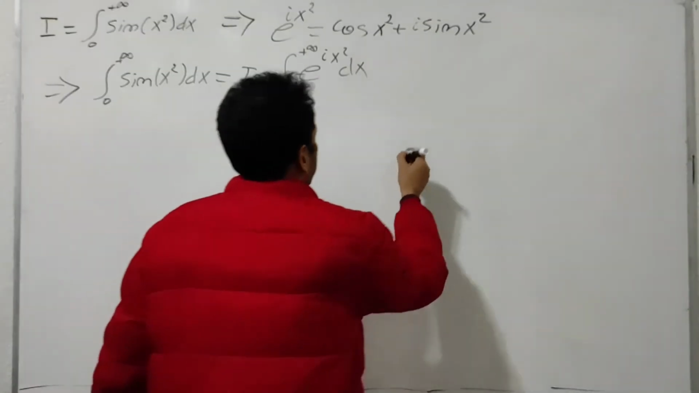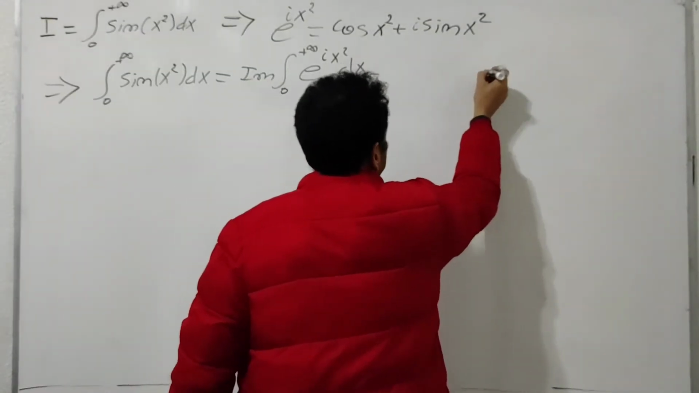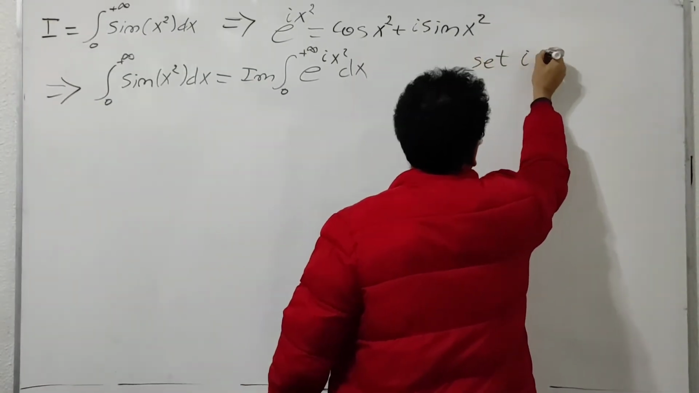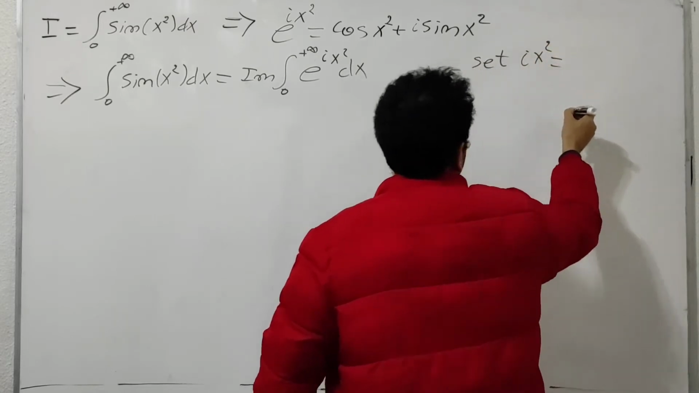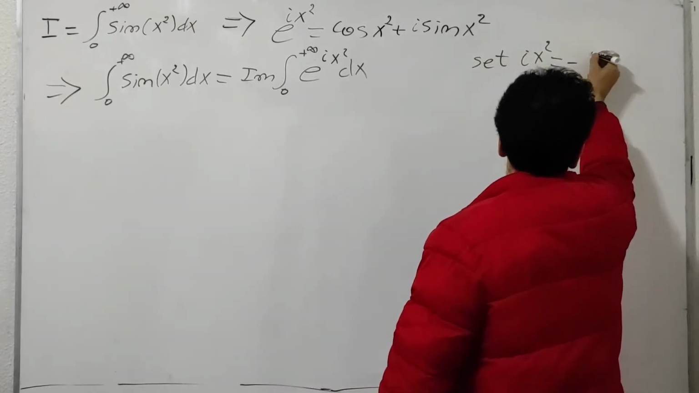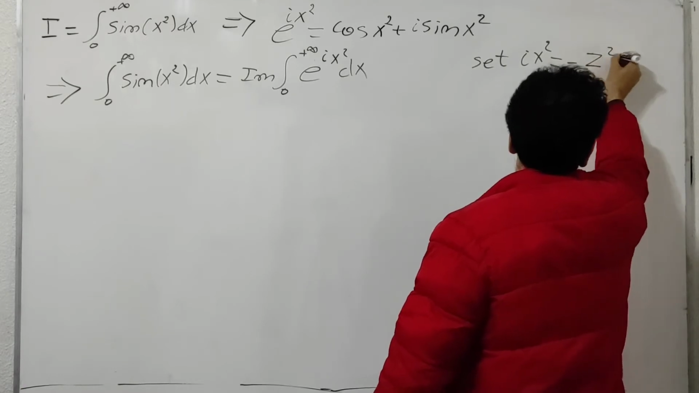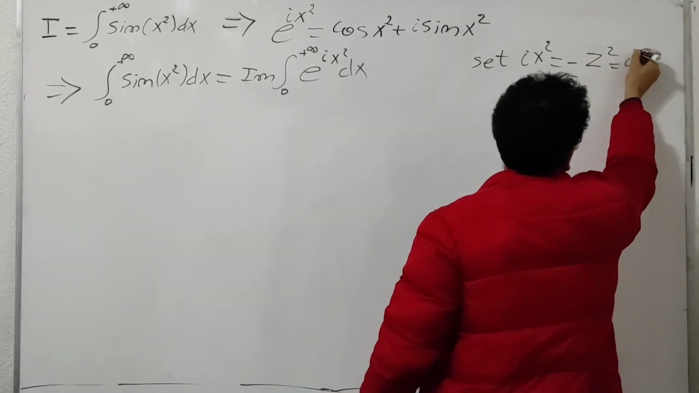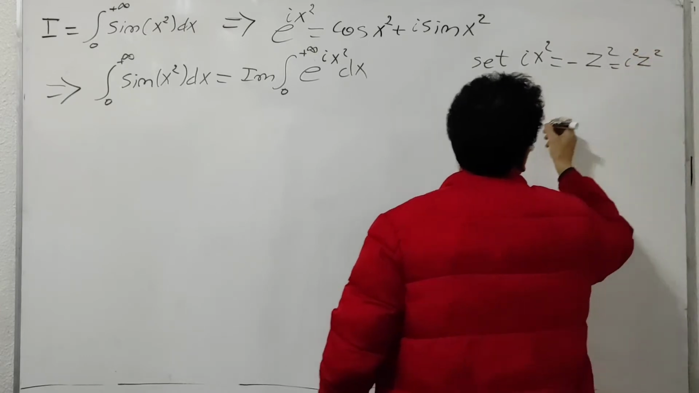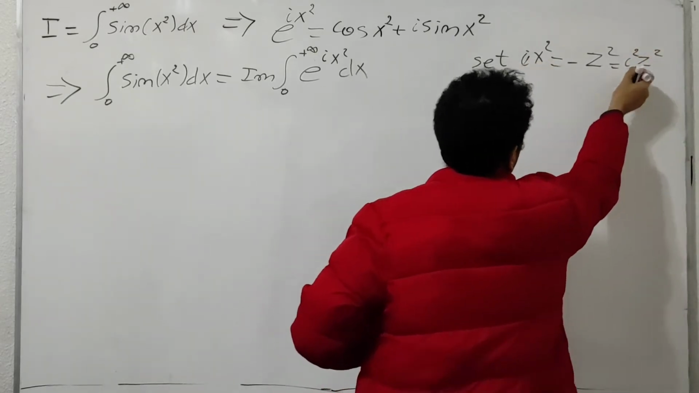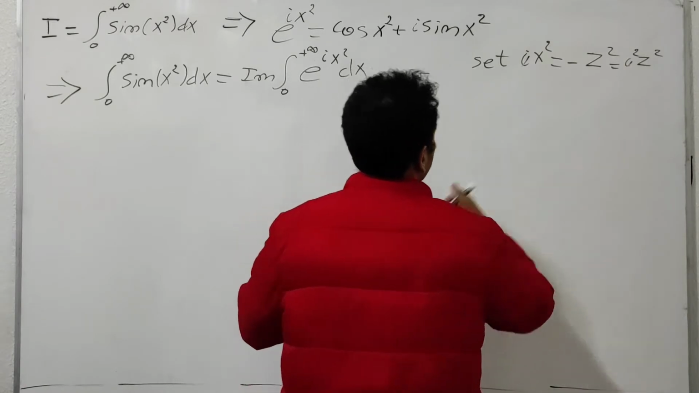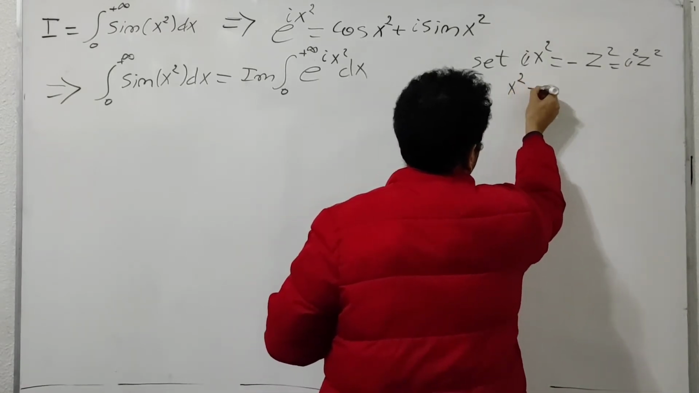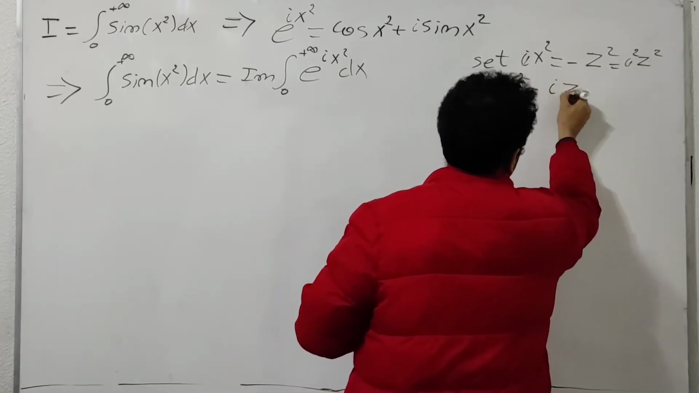Okay, I'm going to do a substitution in order to transform this complex integral into a regular integral. So let's set e to the i x squared equal to minus z squared. Okay, minus 1 equals i squared, so i x squared equals minus z squared. One of the i will be cancelled out, and I will get x squared equal to i z squared.